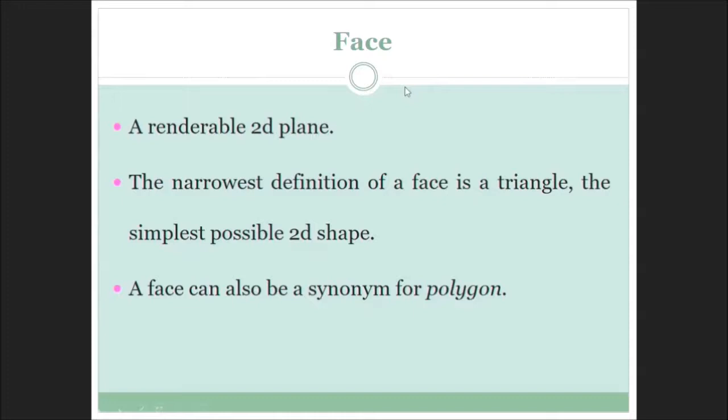Okay. For example, let me take a cube. This is one face. See, all these are faces. 1, 2, 3, 4, 6 faces in all. So all these are renderable 2D planes of a 3D, or even if you don't talk about a 3D, this is by itself a plane or a face.